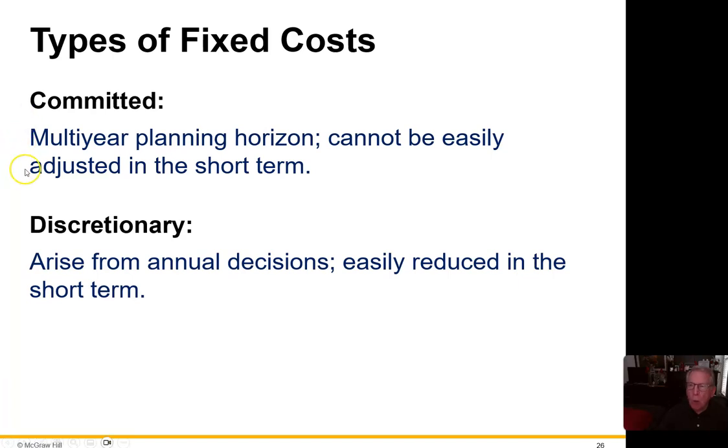Okay, types of fixed costs. Committed. These are multi-year planning horizons that cannot easily be adjusted in the short term. Rent is a perfect example of that. Discretionary. Those arise from annual decisions and are easily reduced in the short term.